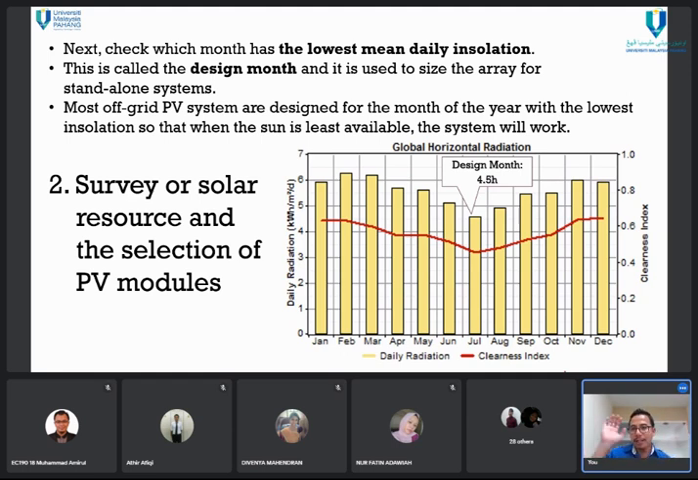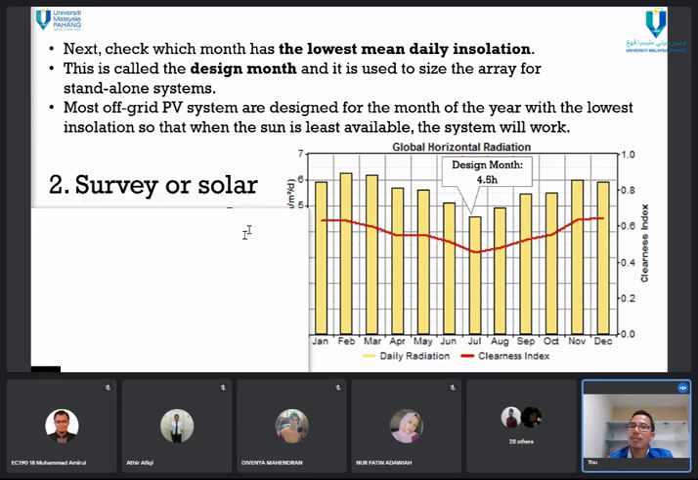From previous data. If you want the real values, you need to buy this data from, again like promoting, the Meteorological Department Malaysia. I think this one is correct. Let me check. Yes. Okay. I'll show it, I already opened it. Just a moment.